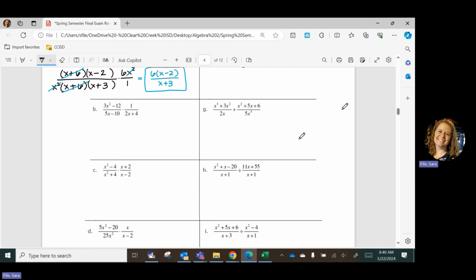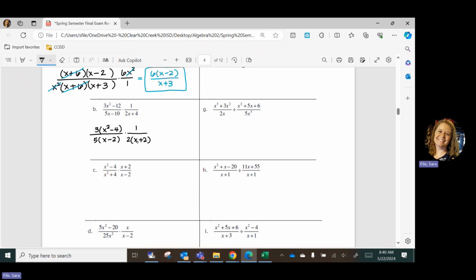All right, with B, I need to see if I can factor, which I can. I've got some GCFs of each of those that I could take out. In this numerator on the left, I could factor out a 3, and that would leave me with x squared minus 4. In my denominator, I could factor out a 5, and that would leave me with x minus 2. And here I could factor out a 2, and that would leave me with x plus 2.